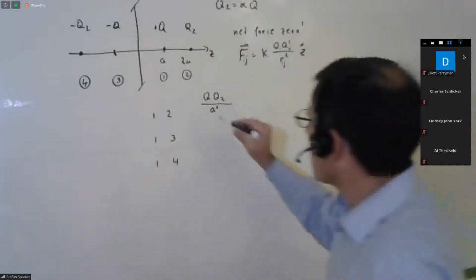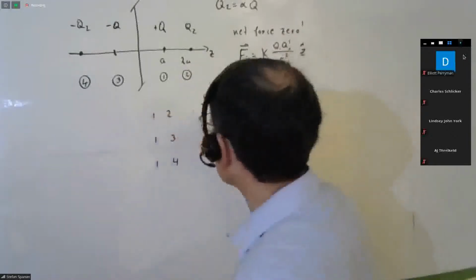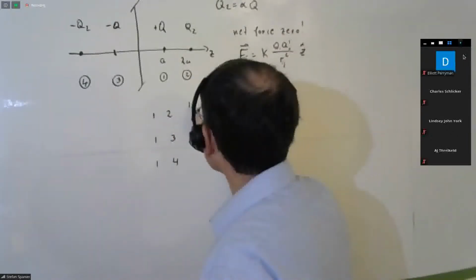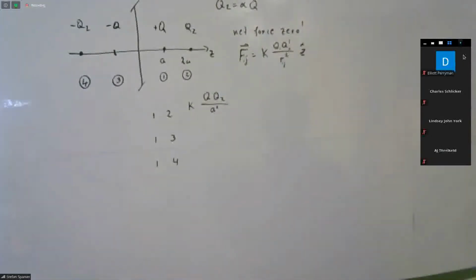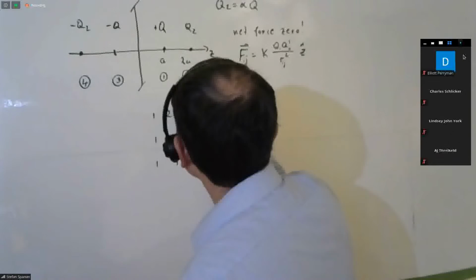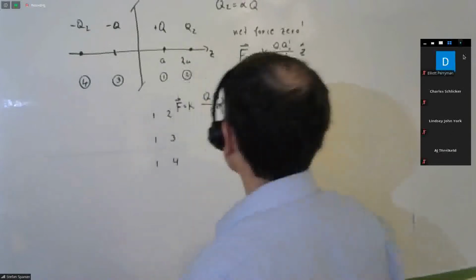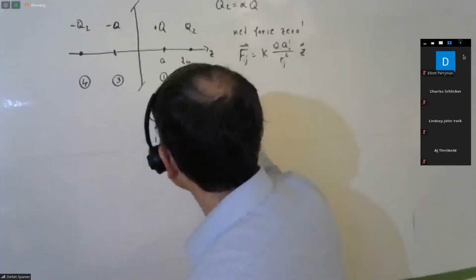I have to not forget my factor K. I could also write just K comes later, because it's of course on any of these terms, but this would be the full expression. We are missing, of course, the direction, which is critical. So this goes in positive Z direction. This is the first one.